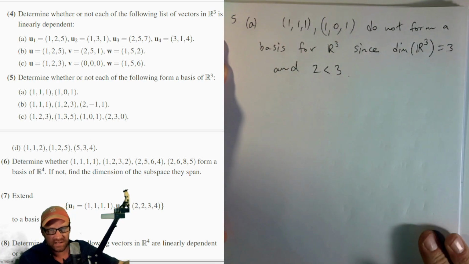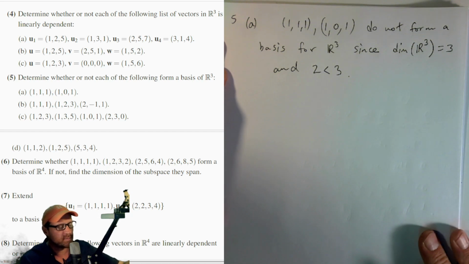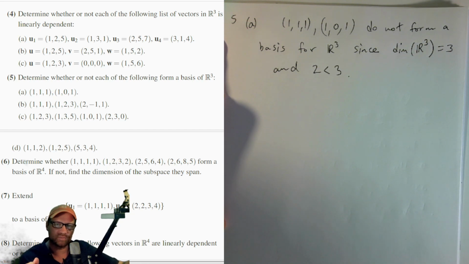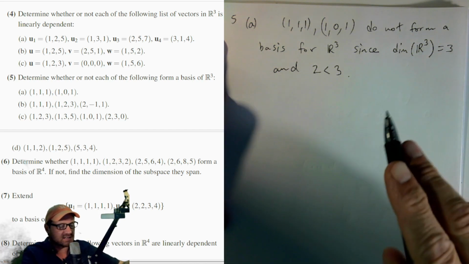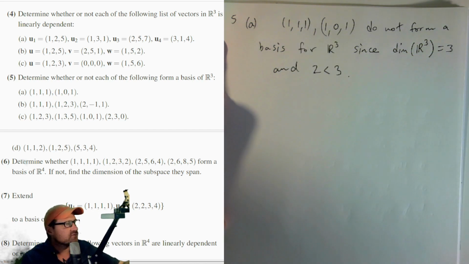So a basis for an n-dimensional space requires n vectors. We need n vectors, and those vectors must span that space, meaning we must be able to obtain any vector in that vector space as a linear combination of those basis vectors. So this cannot be a basis for 3 space.